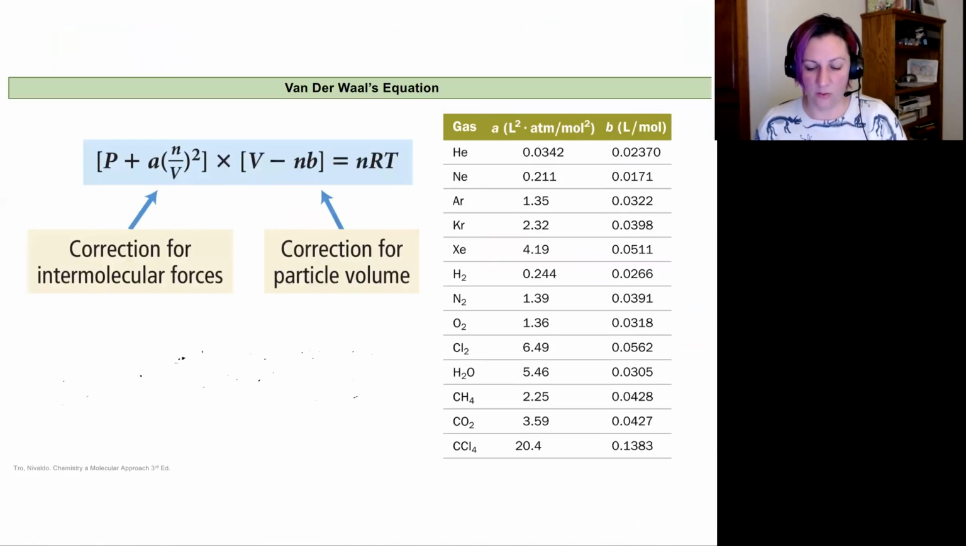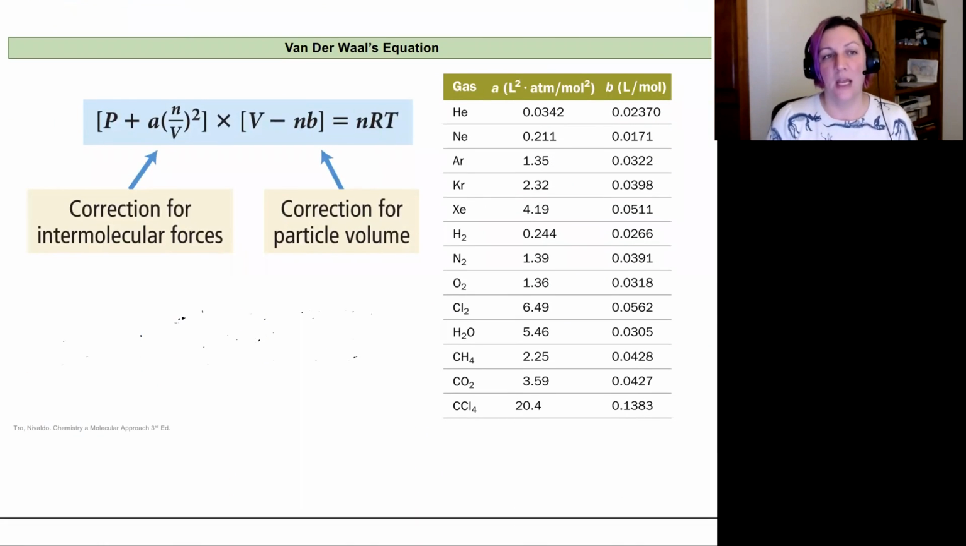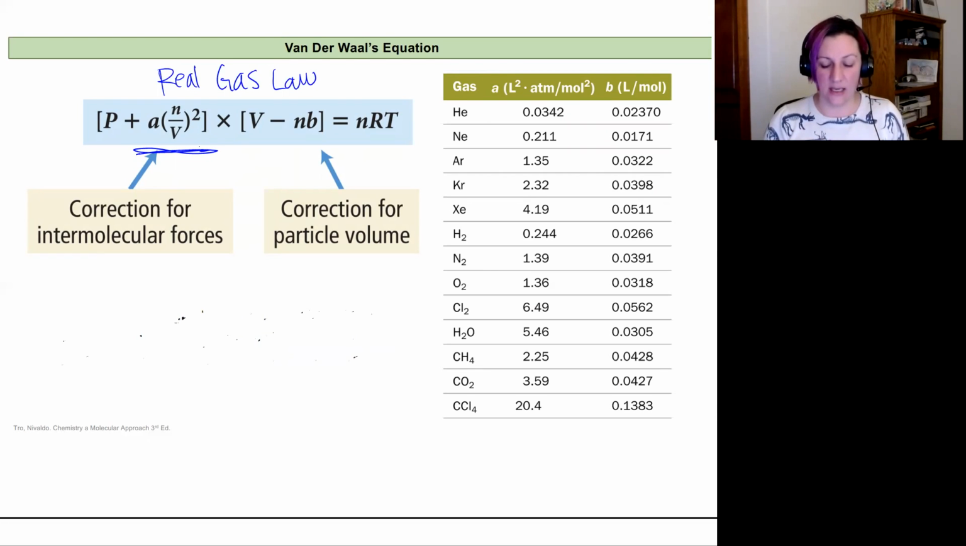So now with these two correction factors, we can bring them together. And this is what we call the van der Waals equation, or the real gas law, instead of the ideal gas law. And so we have that correction for intermolecular forces and for the attractions and repulsions that lengthen that mean free path right here. And we have our correction for our particles actually taking up volume right here.